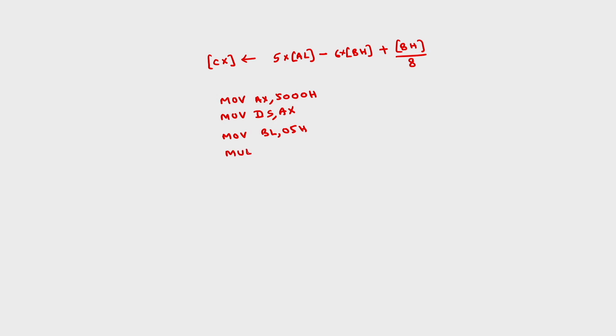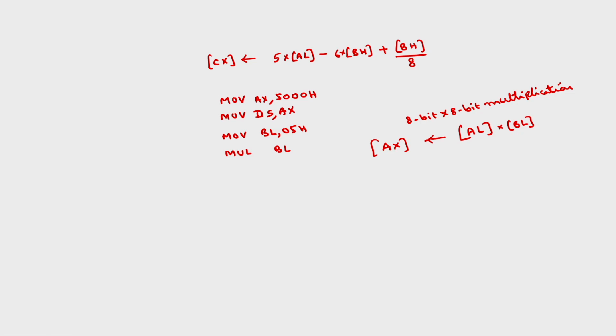MUL BL. AL is already there. Okay. So, in MUL BL what happens? MUL BL is 8 bit by 8 bit multiplication. In case of 8 bit by 8 bit multiplication, as we have discussed, one of the operands will be in AL, the second operand can be either a register or memory. Here I have taken register BL. The result is stored in AX. This is the 8 bit by 8 bit multiplication.